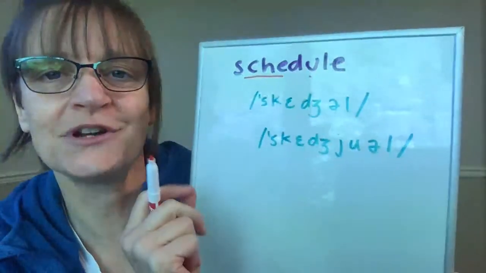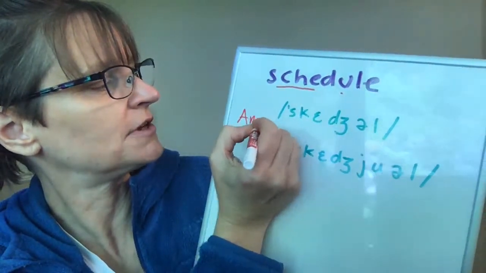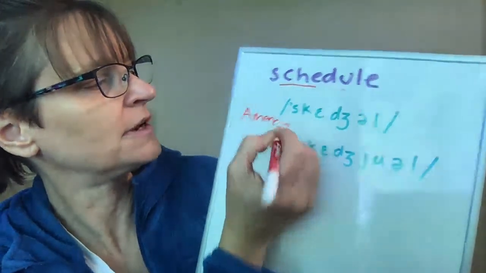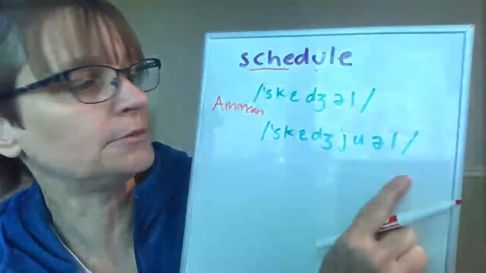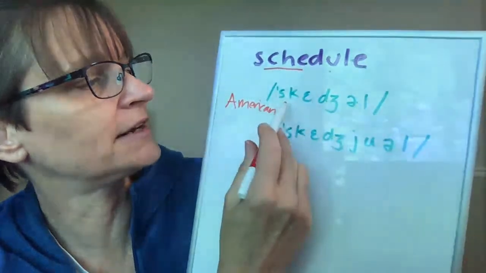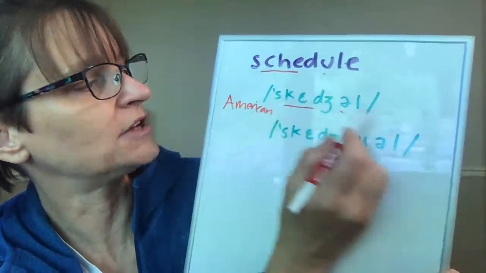There's also two different correct pronunciations in American English. So both of these pronunciations are the American pronunciation. We have schedule or schedule. So let's first look at schedule. That has two syllables, long, short, schedule.